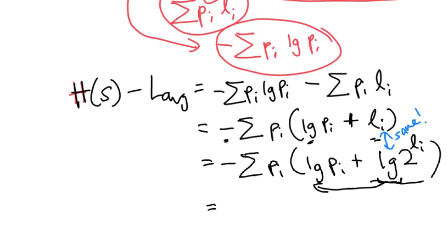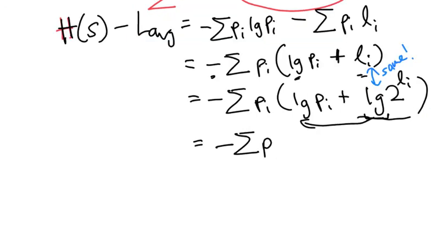So this is what we have. We combine the two logarithms together. This is basic logarithm arithmetic, so you can look it up if you have forgotten about it. We can combine these two logarithms by multiplying their arguments together: probability times 2 to the L_i. So this is what we have.